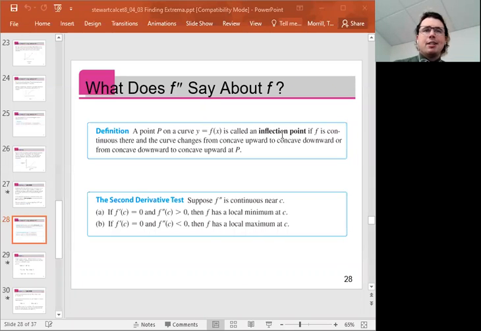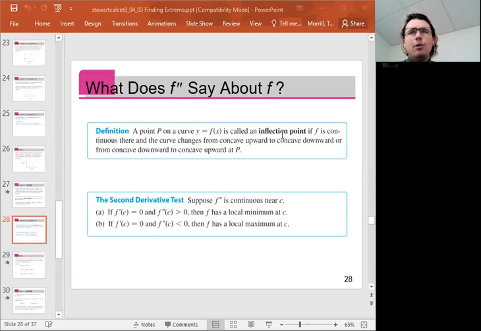So I mentioned in that last clip, there are going to be coordinates where the concavity of the function changes. Well, those will be the places where our second derivative is 0, right? There'll be places where the second derivative changes from negative to positive or positive to negative, if it crosses 0 on the way through, as long as it's continuous.